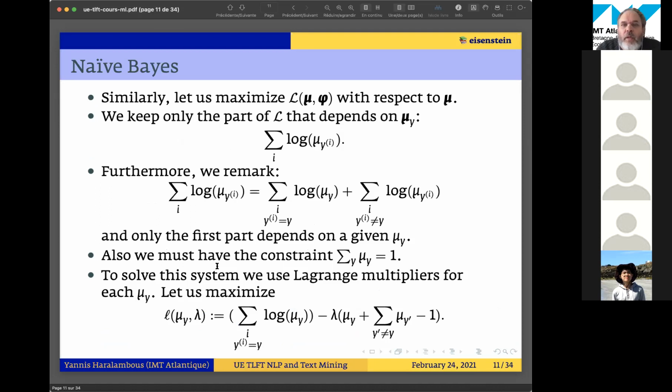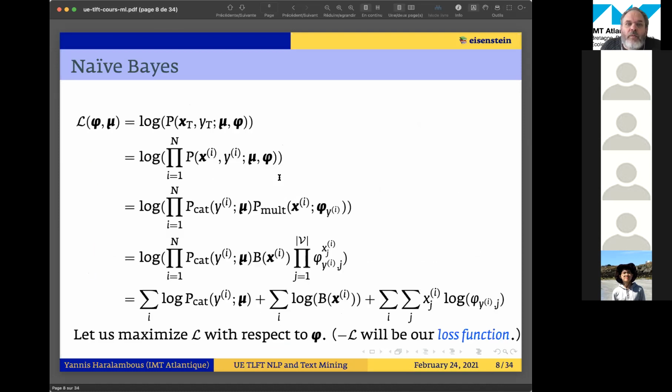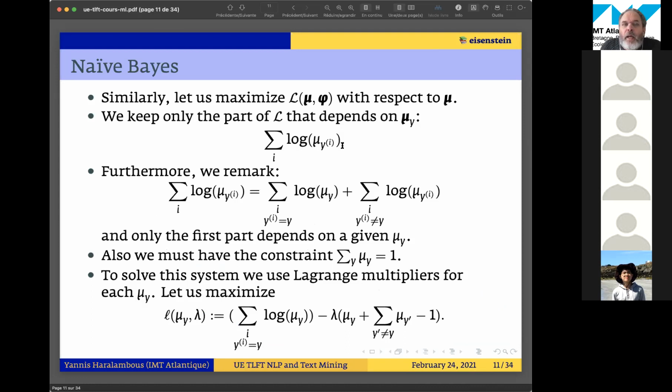And I can do the same thing with respect to mu. So once again, in my formula for the maximal likelihood, which is here, I keep only the part depending on mu, this part, the rest has no mu. I keep this part. Again, same trick. I can write this as one part in which I can replace yi by y. So I take all documents.